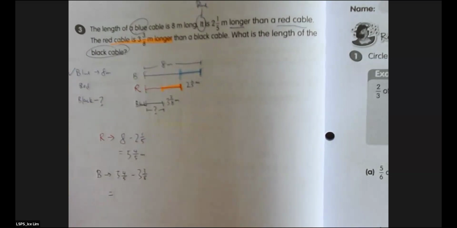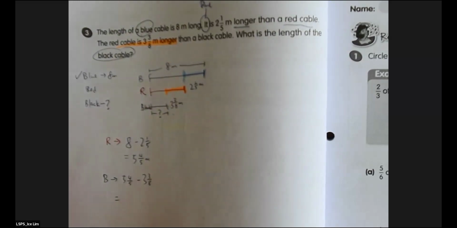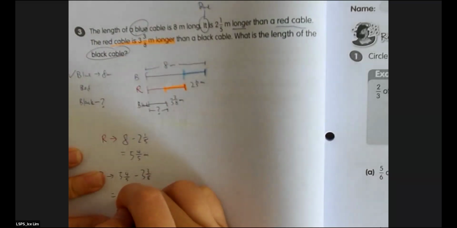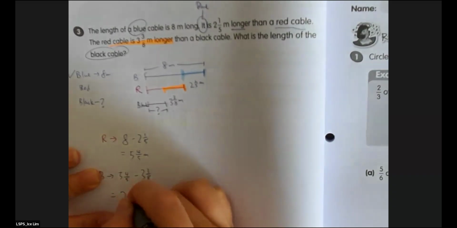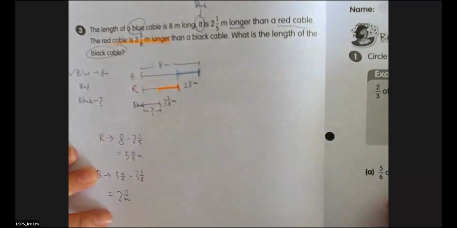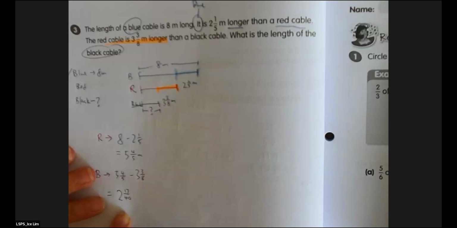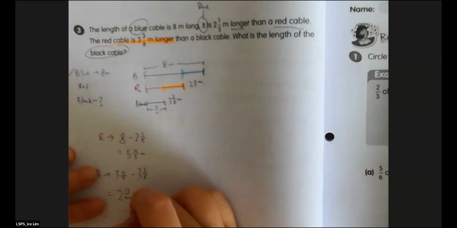Use the calculator, press. What's that? 27 over 40. Is it correct? I never press the calculator, you know. You're pressing, I'm writing whatever that Ryan told me. He said he pressed the calculator. Is it correct? Are you checking?